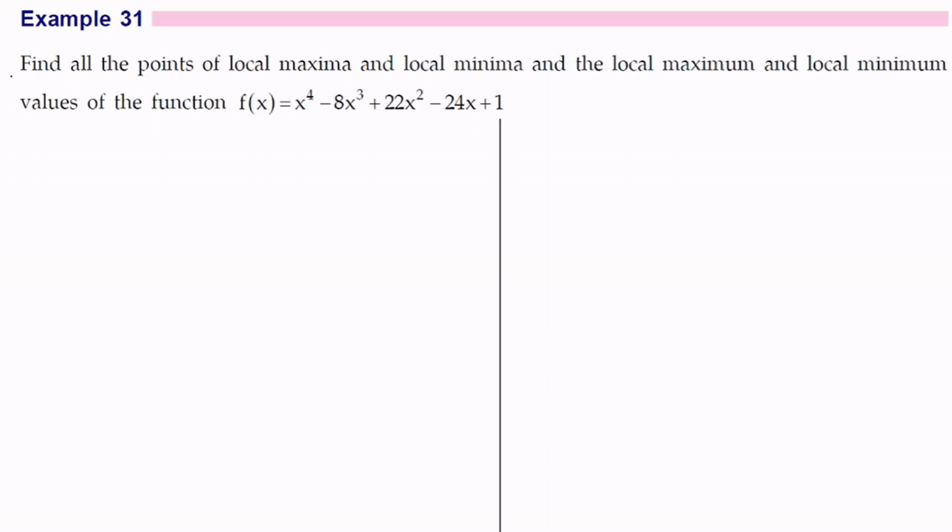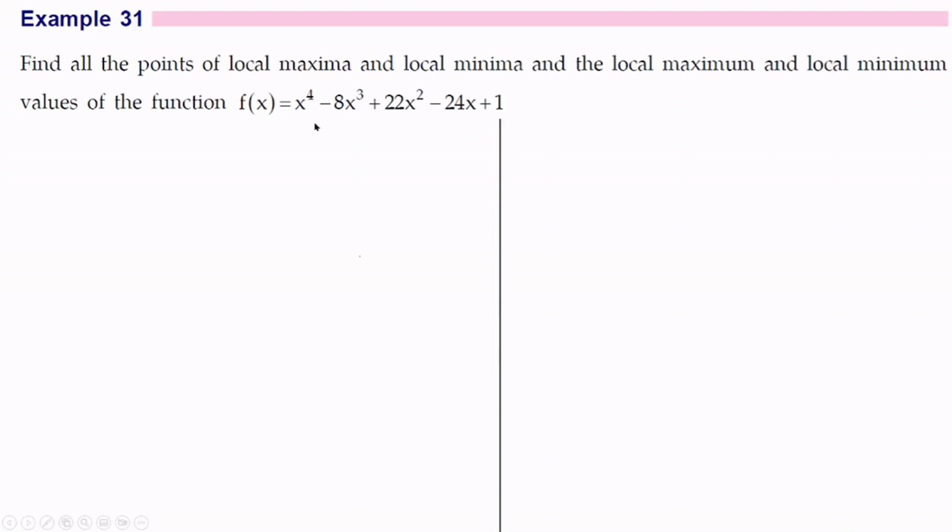So the next question: find all points of local maxima and local minima and the local maximum and local minimum values of the function f of x equal to x raised to 4 minus 8x cube plus 22x square minus 24x plus 1. We just now saw the first derivative test, how to find the points of local maxima and local minima. So using that test, let us find them for this function.